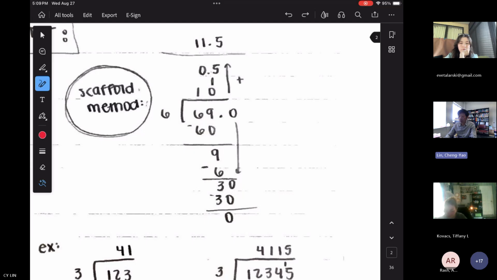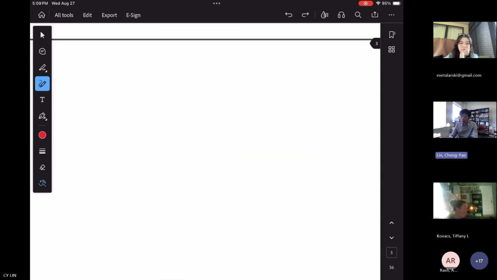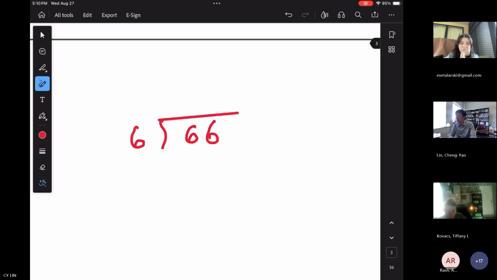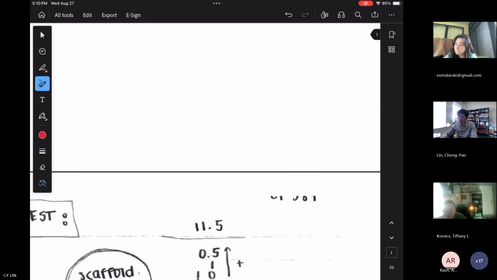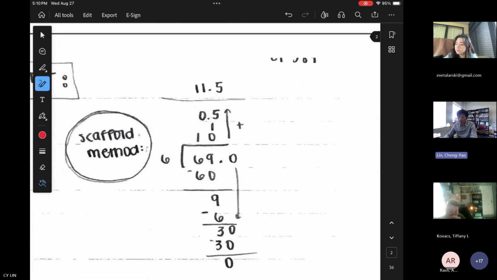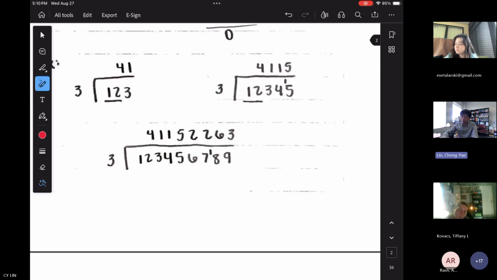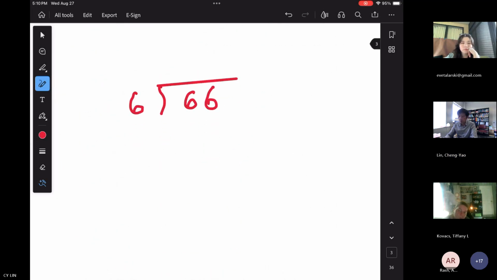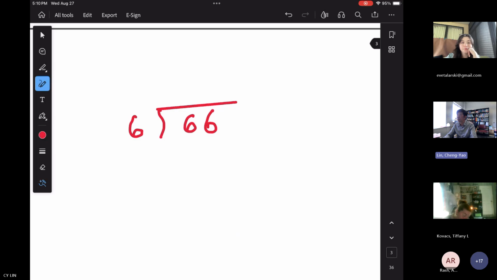All right. So I want to use another problem like this, that helps you better understand the scaffold method. Then we can come back to that problem, okay? Like 66, I want to divide it by 6. Now, according to the scaffold method. So are you ready for the scaffold method?